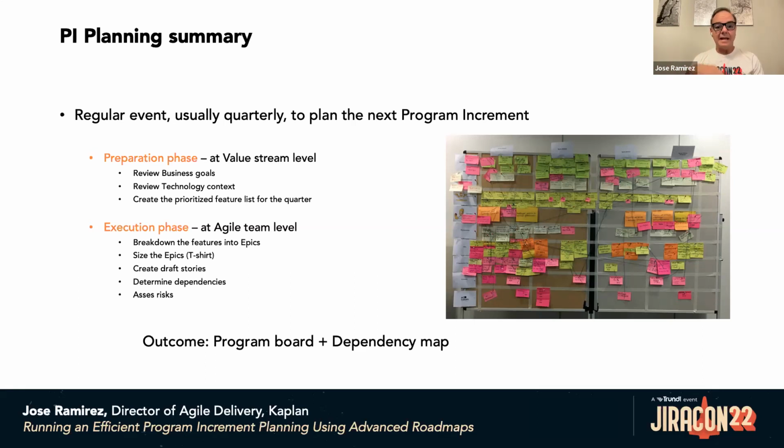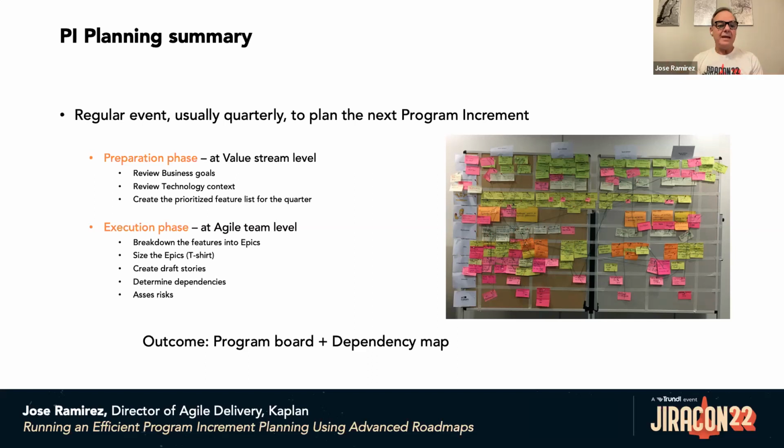The second phase is the execution phase. Depending on the framework that you use, this is usually comprised of 2 days. In other organizations like Kaplan, for example, we use a different approach, and the execution phase is an ongoing activity. And on the last day of the quarter, or the last sprint of the quarter, we conduct a review of the PI planning results, that in this case is the program board.